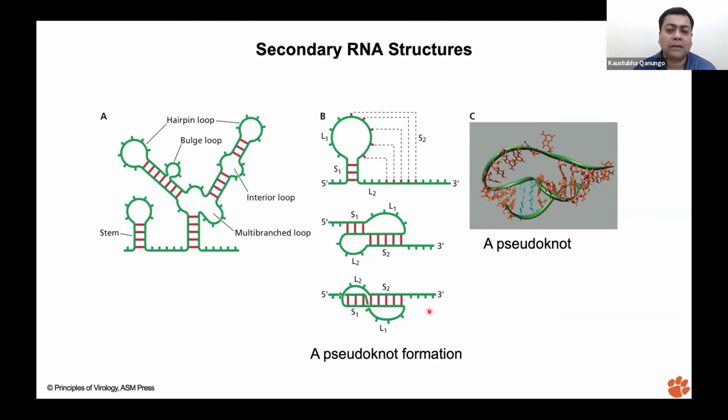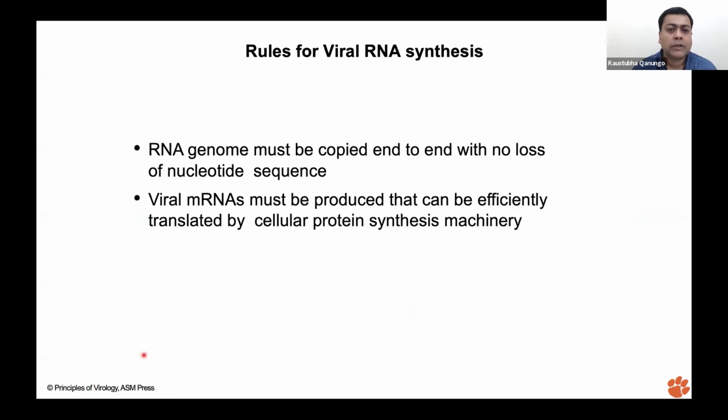And this is a typical structure that we see in the poliovirus, and this is a crystallographic molecular model of such a pseudoknot. And they all have implications in regulation of the replication that we are going to see, or the synthesis or processing of the RNAs.